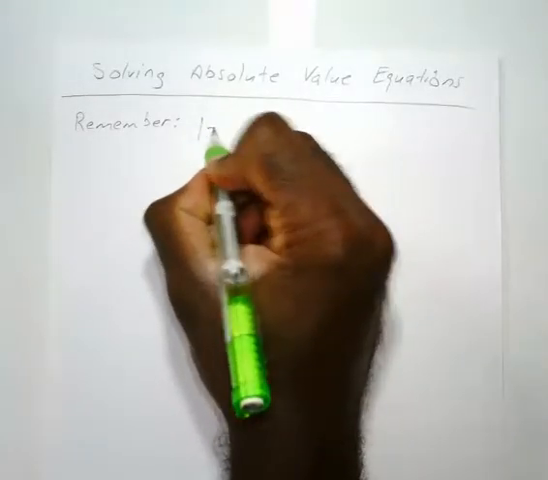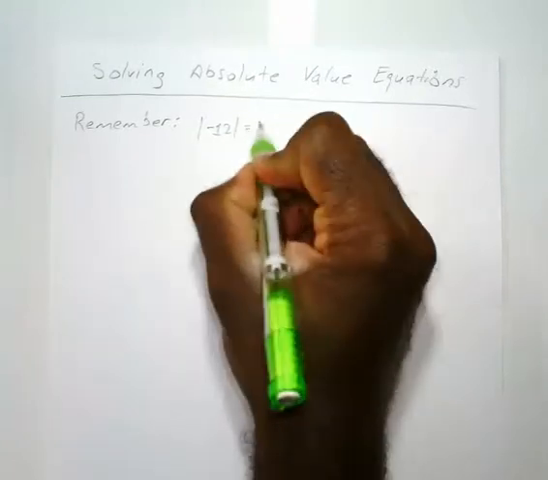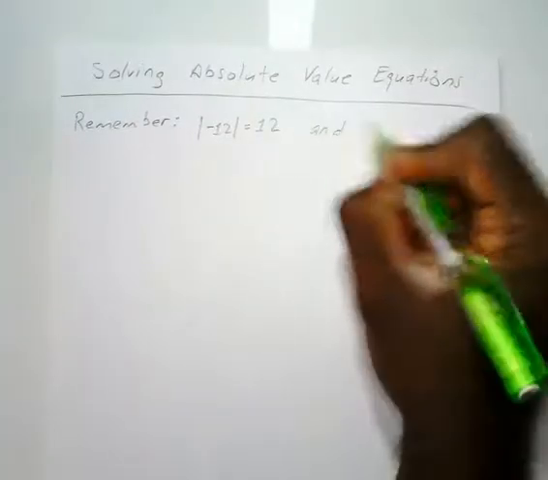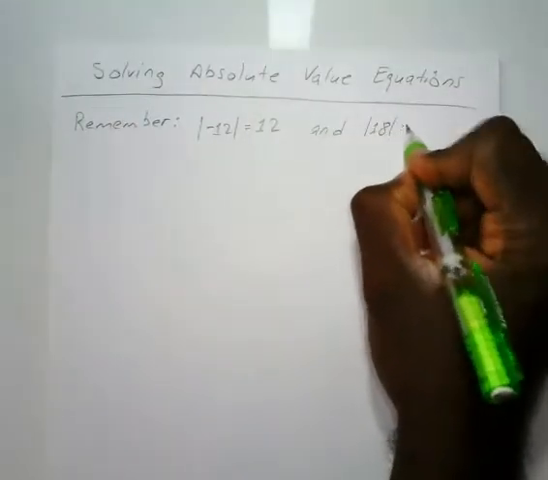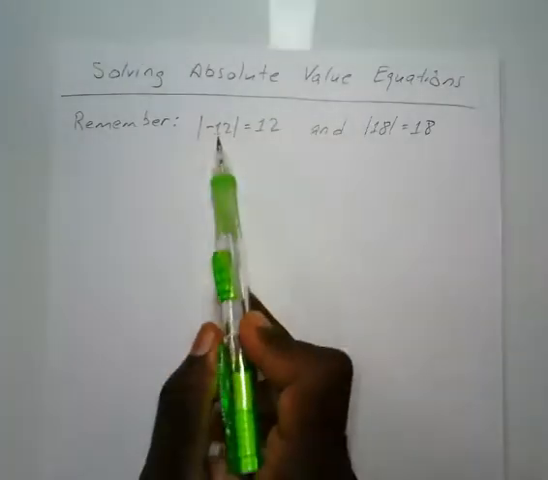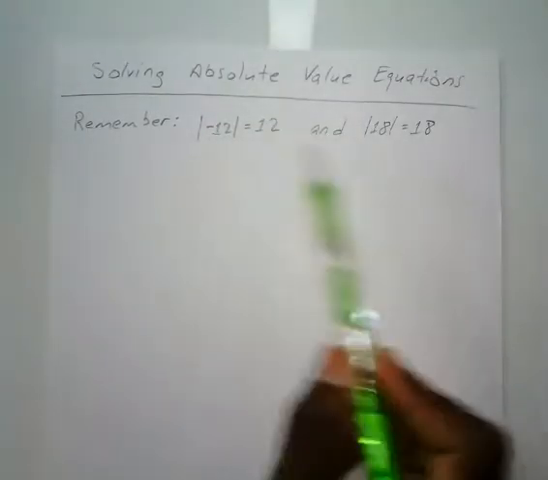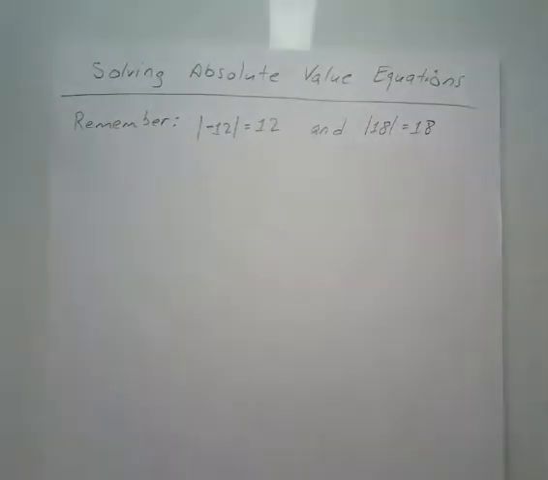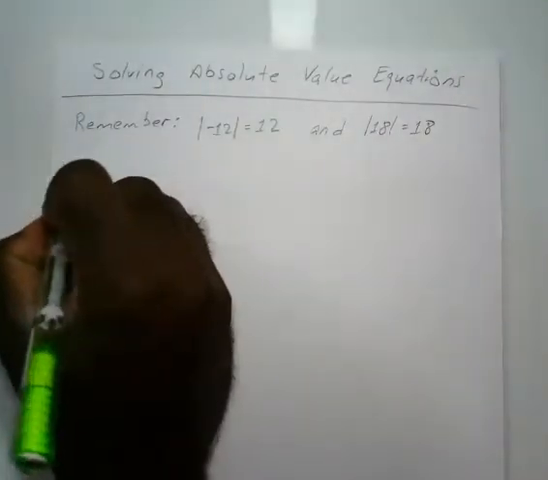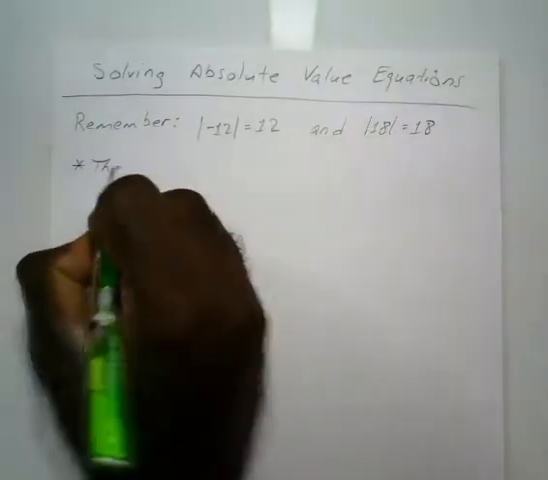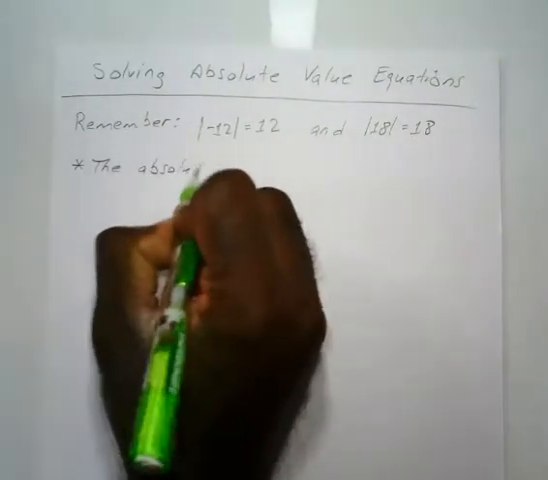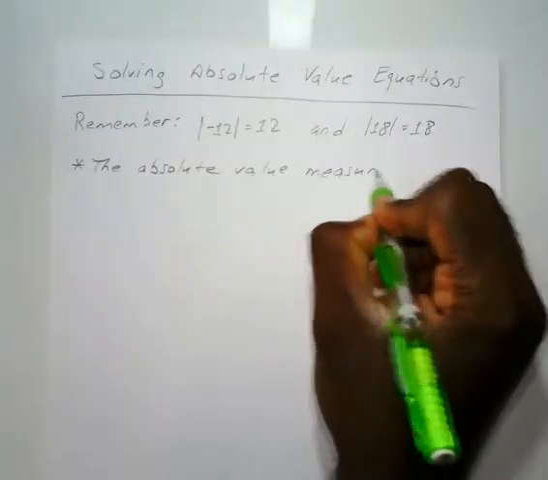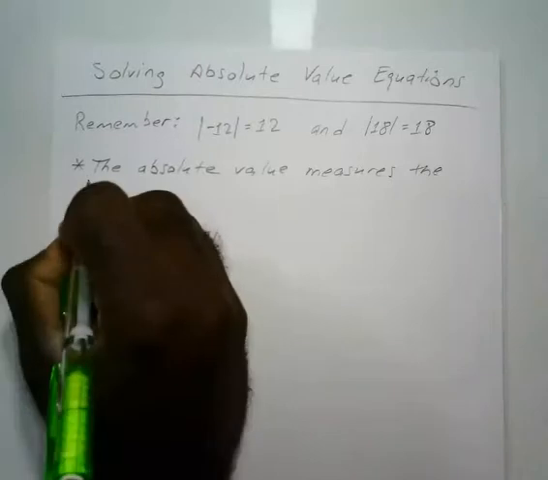Let's say the absolute value of negative 12, we know that is equal to 12. And the absolute value of positive 18, we know that's equal to 18. Whether it's negative inside of here, it's going to equal a positive number, and whether it's positive inside the absolute value, it's going to equal a positive number. Now the general idea of an absolute value: the absolute value measures the distance from the origin.